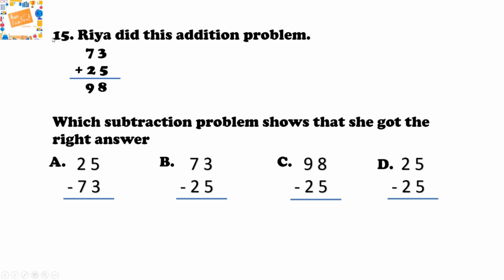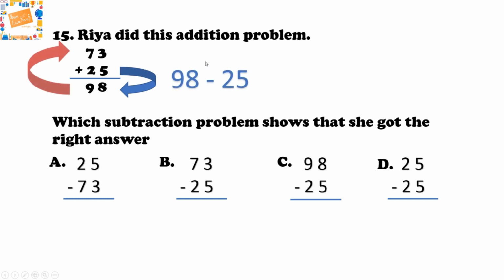Let's look at it together. If 73 plus 25 is 98, the sum of both of these gives the total of 98. So from the total, if you remove 25, that is 98 minus 25, it will give you 73. Hence, the right answer is option C.